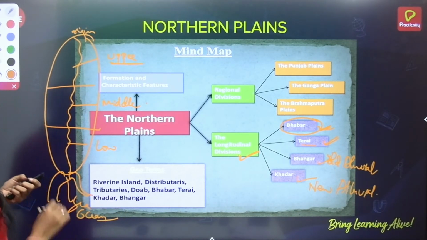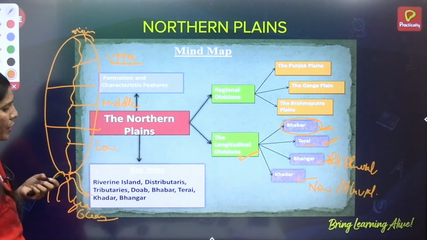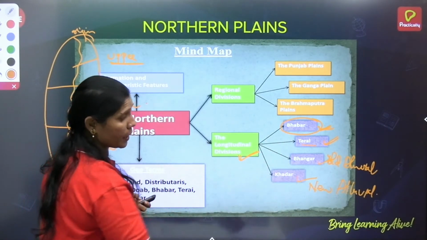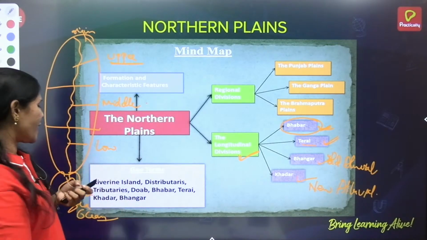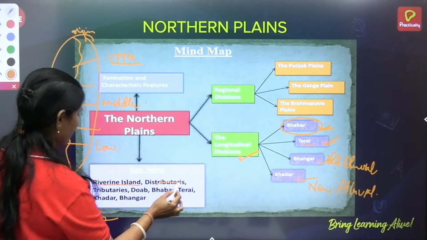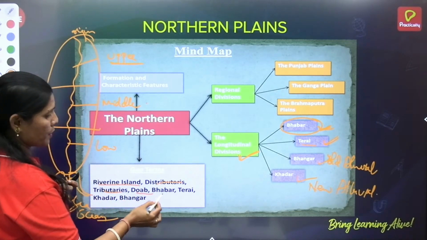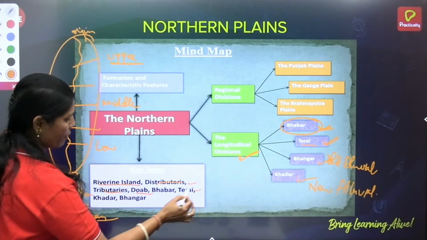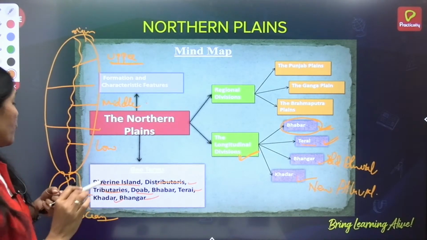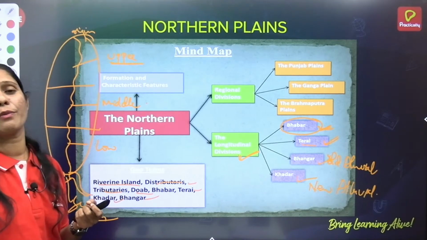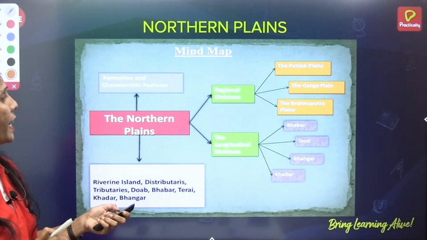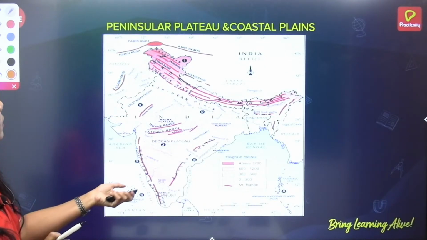Okay, so in this process, the river forms different types of landforms, even along with the Bhangar, Bhabar, Terai, and Khadar. There are some of the landforms, that is riverine lands, distributaries, tributaries, doabs, all these different types of landforms wherein different types of features have been created in the process of the river course. Okay, so let us go for the next feature.